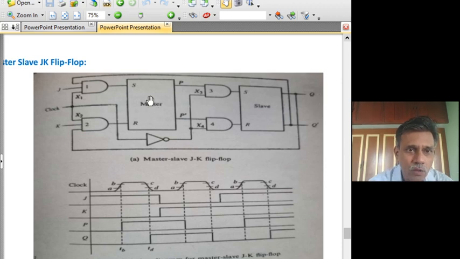Well, as usual, it is similar to the previous one. You have got an SR latch acting as the master, another SR latch acting as the slave. P and P bar are the outputs of the master. Q and Q bar are the outputs of the slave. Q bar is fed back to the AND gate to which J is connected. Q is fed to the AND gate to which K is connected. The clock is the other input to these AND gates.